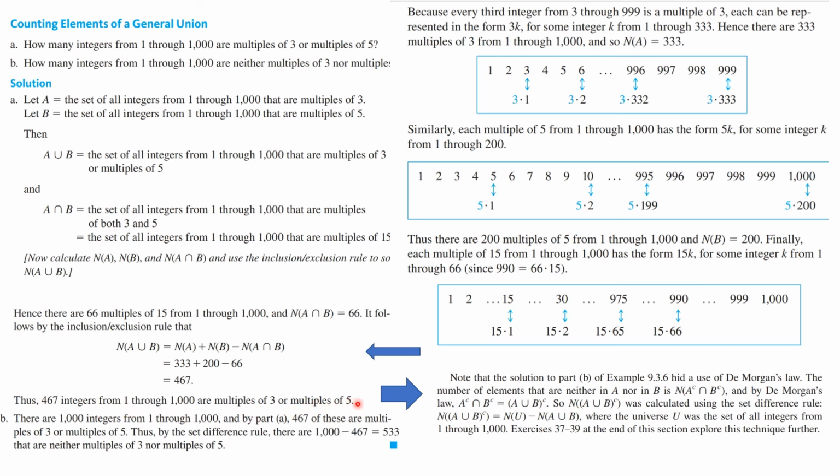This is the inclusion-exclusion principle. Let's look at problem B, and I think I made a bit of a typo here. How many integers from 1 through 1,000 are neither multiples of 3 nor multiples of 5?